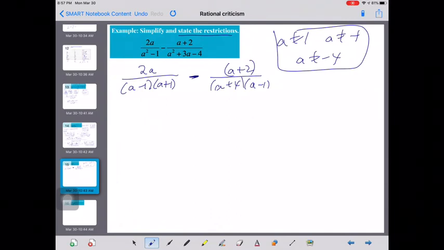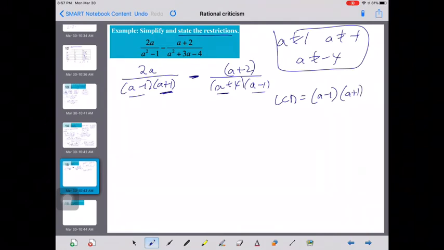Okay, so now you look at the denominator. What do they have in common? Oh, okay, they have a minus 1, a minus 1. But what do they not have in common? Oh, this one doesn't have an a plus 4. This one doesn't have an a plus 1. So your LCD is going to be the following. Keep the one that's in common and write down the rest that's not in common, a plus 4.